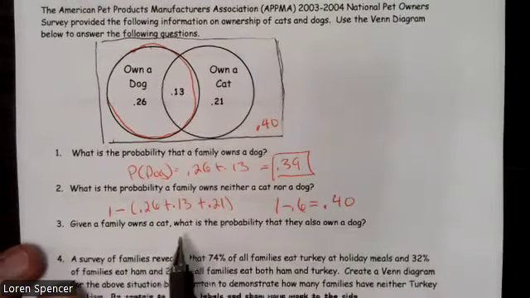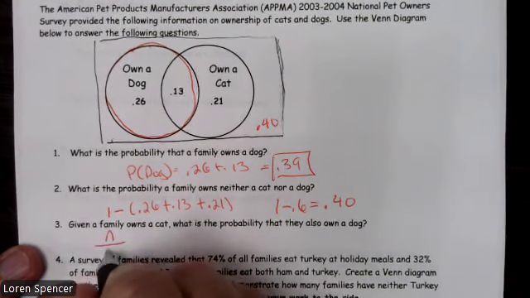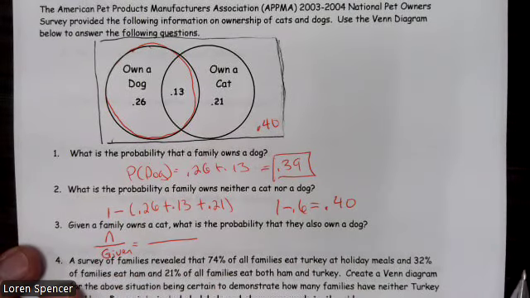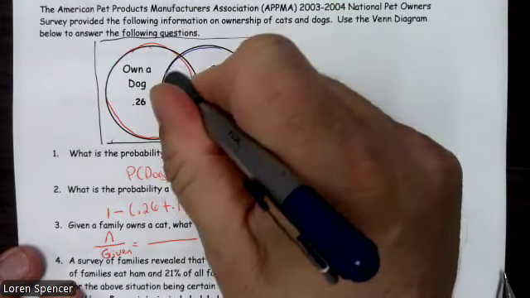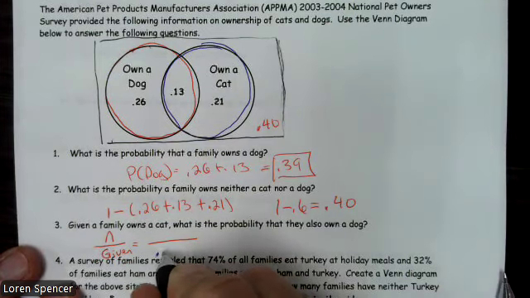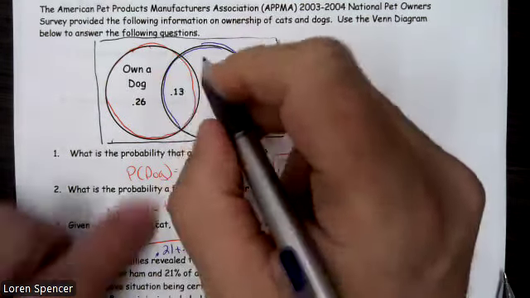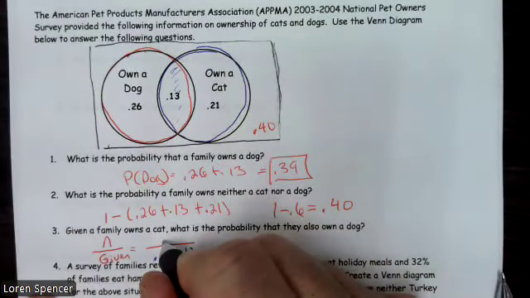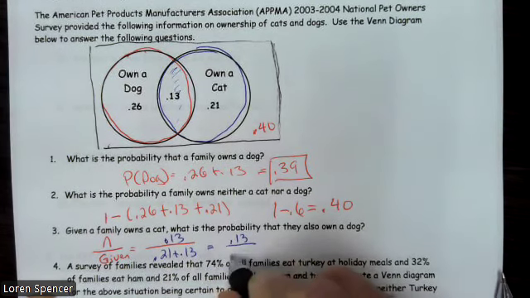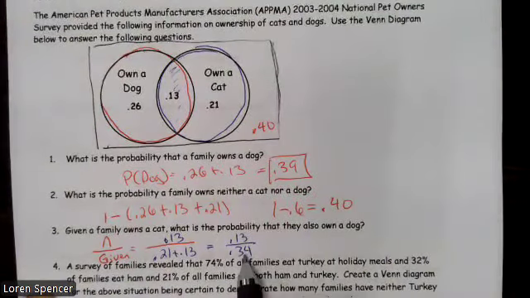Looks pretty good. Given a family owns a cat, what's the probability they also own a dog? So basically, we're intersection over given, but they're being tricky here. Given they own a cat, well, first of all, we need to know the probability of a cat. The probability of a cat is that circle. So down in the denominator, we really have 0.21 plus 0.13. And then our intersection is where the two cross, and that's this part right here. That's the probability of both, is 0.13. So we end up with 0.13 over 0.34 when we add those together, because the probability of a cat is 0.34.